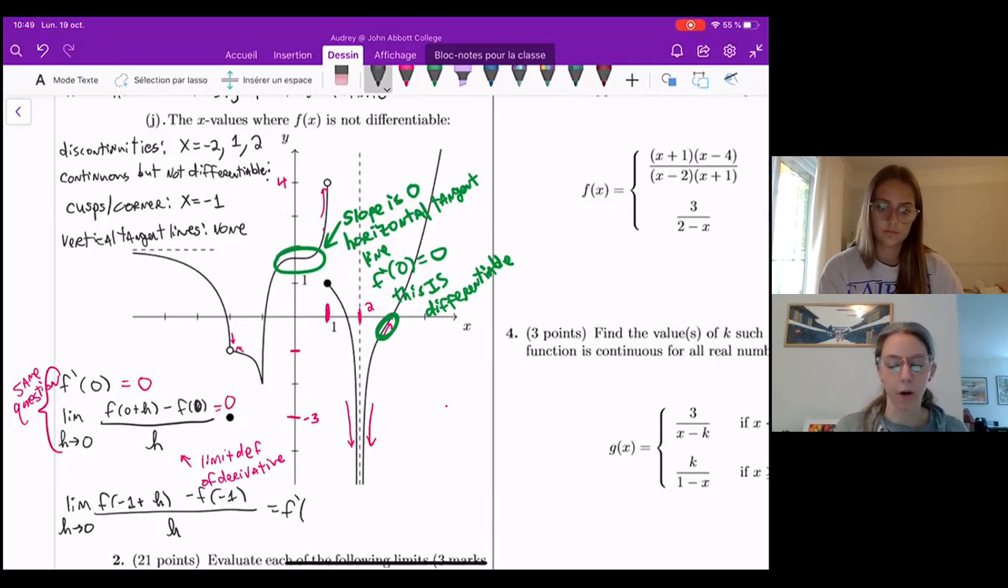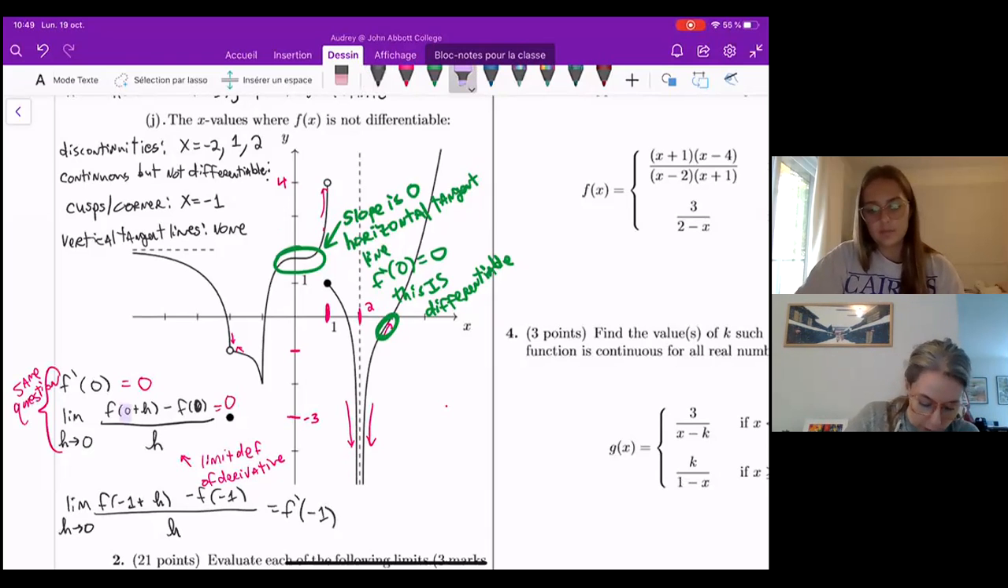What's the x value here? F prime of, you got it. This is -1. The x value here was 0, so this was equivalent to f prime of 0. Here it's -1. And what's the answer? What is the derivative at -1? Good job, David. The derivative at -1 does not exist. So that's another type of question that could be asked.